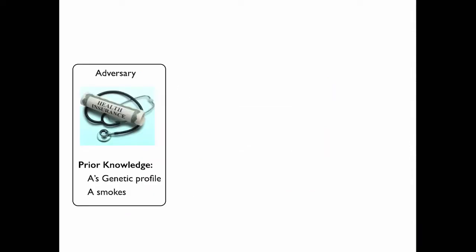So let's try to see what this really means by an example, okay? Suppose we have an adversary who is, let's say, a health insurance company, who has some prior knowledge, right? So they know Alice's genetic profile because Alice had some tests done at some point, and they also know that Alice smokes, okay? And this company is trying to determine whether Alice has cancer or not, so that they can deny her health insurance, or they can raise her premiums by a lot, okay?